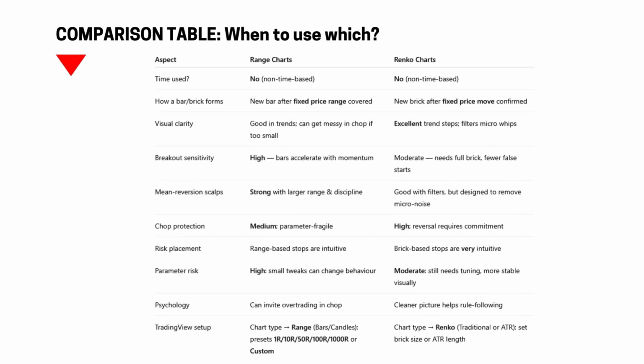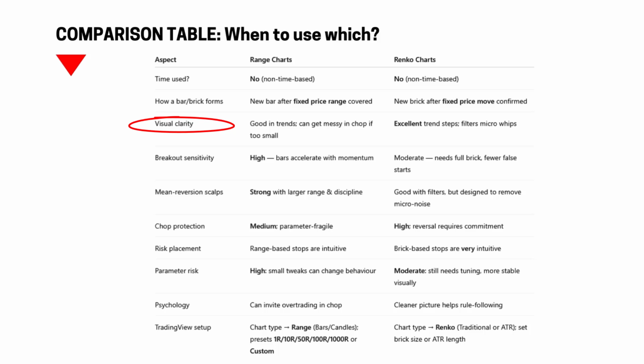So let's make that all a bit easier and put it into a comparison table, when to use which. Now, time used, as we've already mentioned, both shouldn't have time, but with modern charts, if you're a smart-thinking trader, both do actually add in time now, which gives them both a unique dimension. So that's the same for each. How a bar or brick forms: on range charts, a new bar after a fixed price range; Renko, a new brick after a fixed price move, confirmed. Visual clarity: good in trends, messy in chop.